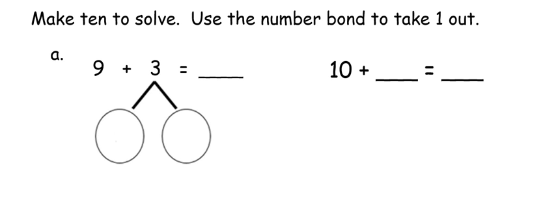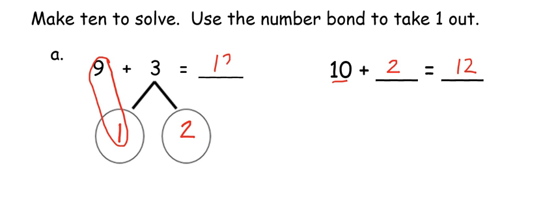So if I look at my 3, I'm going to break it into 1 and 2. 3 is the same thing as 1 and 2. That allows me to combine my 9 and my 1 to start with a 10. Now all I have to do is add in the extra 2. 10 plus 2 is 12, and that's the same thing as 9 plus 3. So 9 plus 3 also equals 12.